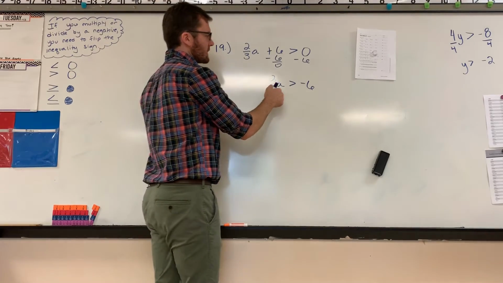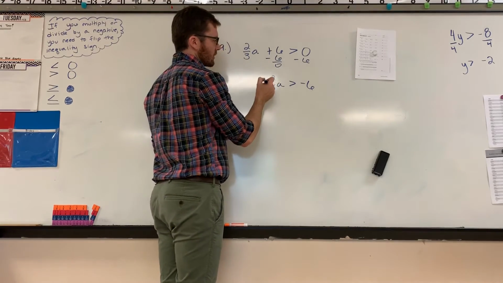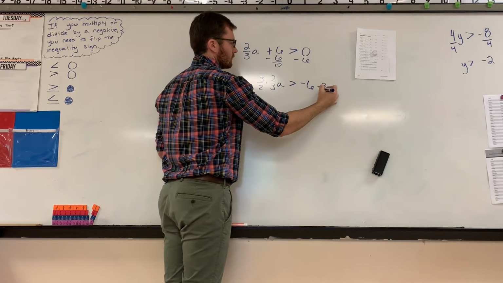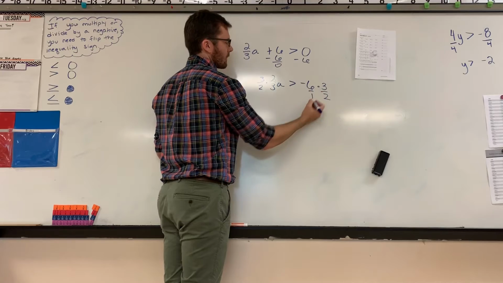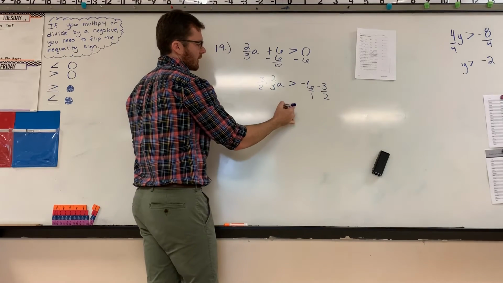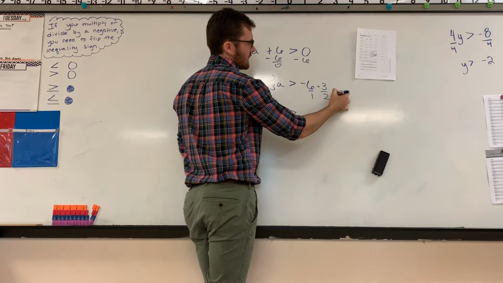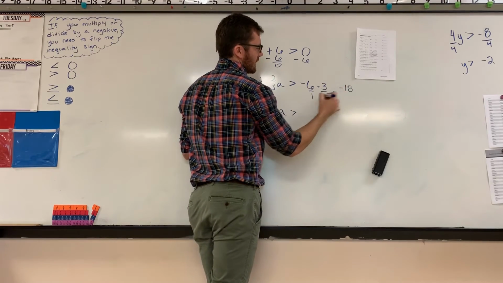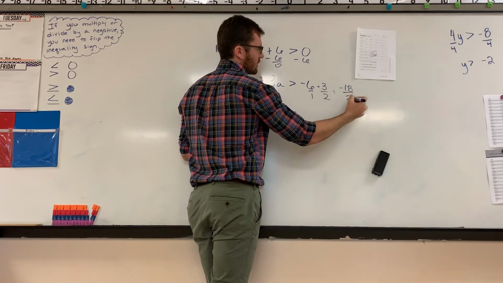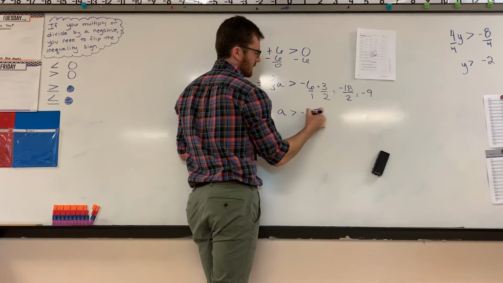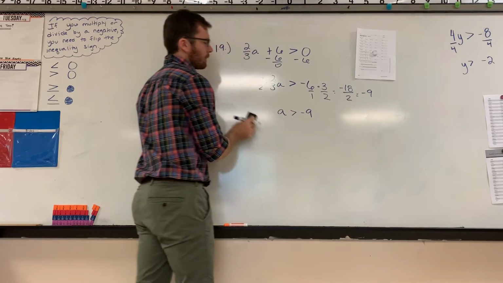So I have 2/3 times a. To get rid of this fraction, I'm going to multiply by the reciprocal. And I've got a is greater than, well, -6 times 3 is -18. And 1 times 2 is 2. -18 divided by 2 is -9. So a is greater than -9.